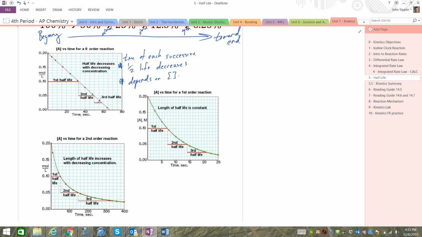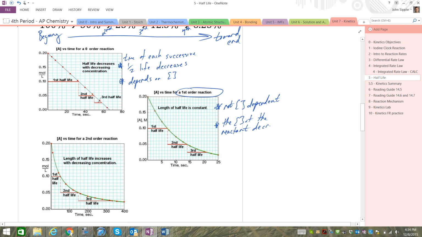The most common type of half-life problem you're going to see is the first-order half-life problem, because they like to do these since they are not concentration dependent. They're not concentration dependent because you can see the concentration of the reactant decreases by 1/2 in the same amount of time.